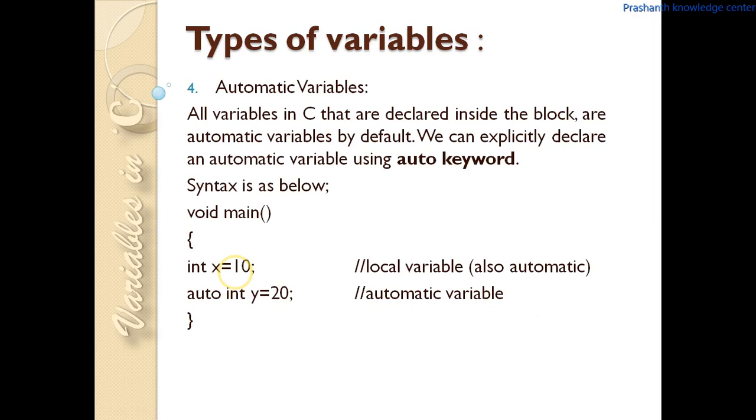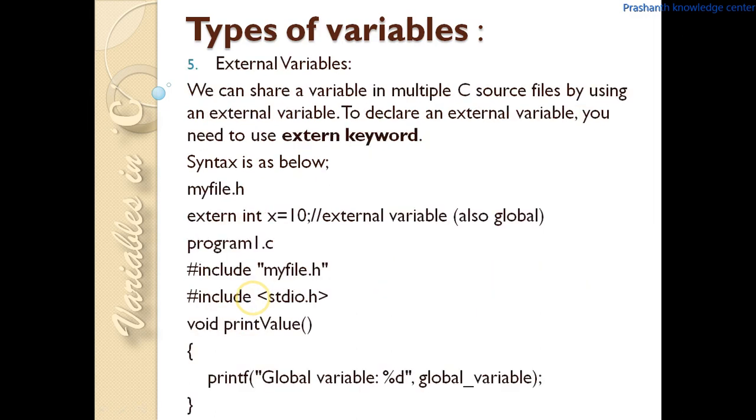This x is the local variable, and static int, this is the static variable. Next, automatic variable. All the variables in C that are declared inside the function or block are automatic variables by default. We can declare the automatic variable also by using the auto keyword. This is the syntax for automatic variable. Here the first one is for local variable and the second one is automatic variable, auto int. This is the declaration.